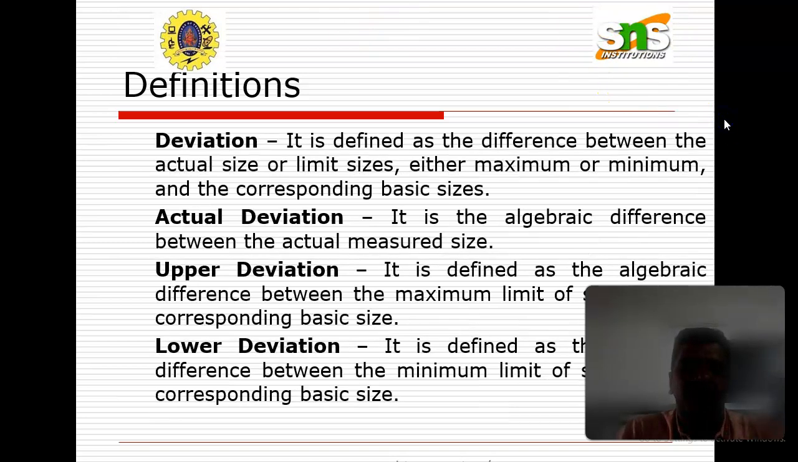The last one is deviation, which is the difference between the actual size or limit size, either maximum or minimum, and the corresponding basic size. Actual deviation is the algebraic difference between the actual measured value and the corresponding basic size. The upper deviation is the algebraic difference between the maximum limit of the size and the corresponding basic size. The lower deviation is the algebraic difference between the minimum limit of the size and the corresponding basic size.